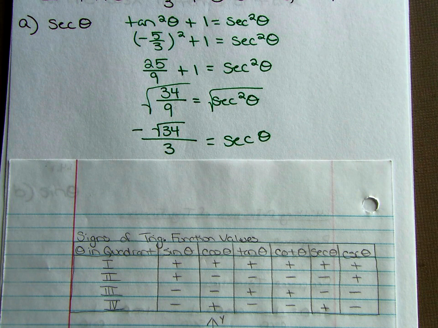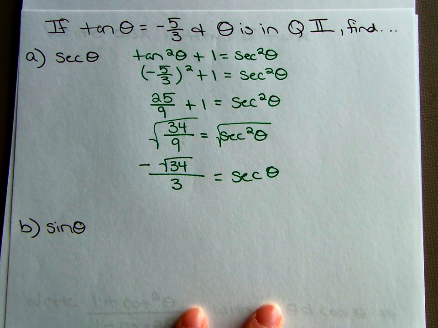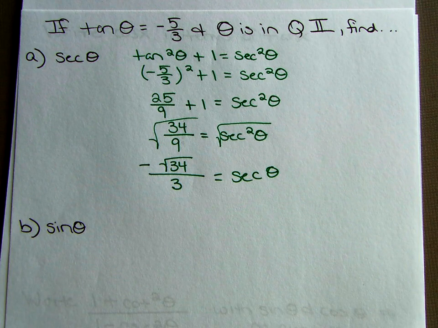Do we have any questions on how we did this first one? On how we used the information they gave us to algebraically get down to secant? Okay, we're going to use the same information. We're still going to deal with tangent theta is -5/3, and theta is still in quadrant 2. But this time we're going to find sine of theta.